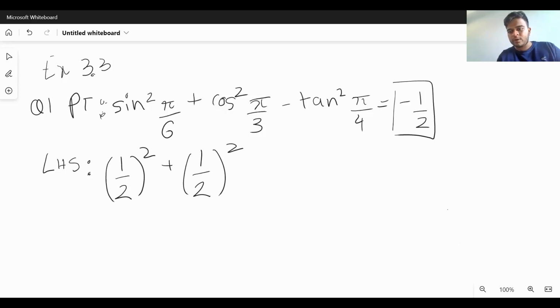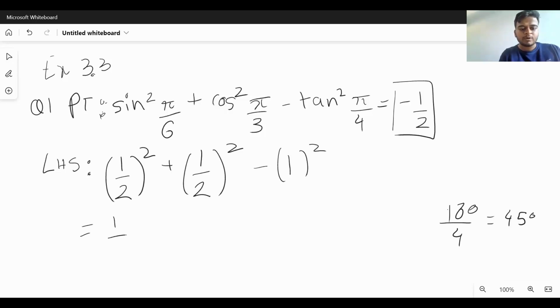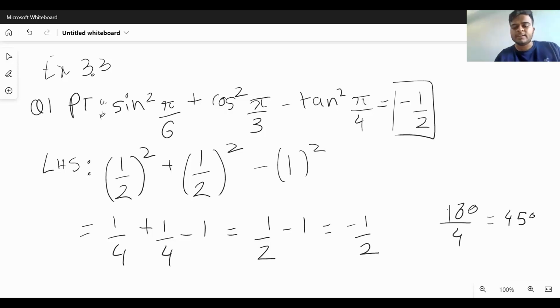And then for pi by 4, 180 divided by 4 is equivalent to 45 degrees. And we know that tan assumes the value of 1 when the degree measure is 45 degrees. So we subtract 1 whole square. That is equivalent to 1 by 4 plus 1 by 4 minus 1. So you can add these terms up. This equals half minus 1, that is minus 1 by 2. So this term right here is our RHS, and we have solved that. So this is the first question of exercise 3.3.